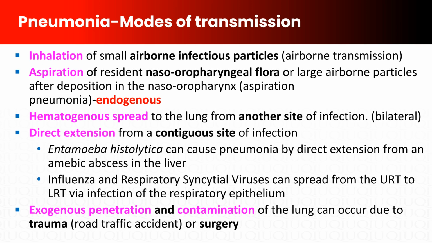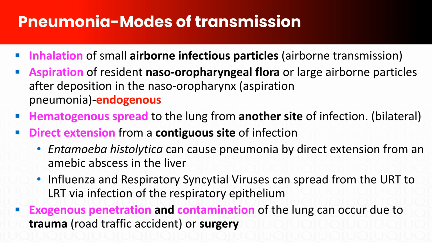Inhalation of airborne infectious particles is the primary route. Small particles remain suspended in air after coughing or sneezing and can be inhaled directly into alveoli. Aspiration pneumonia involves inhaling resident nasopharyngeal flora or large airborne particles after deposition in the nasopharynx. This is endogenous infection from the patient's own bacteria.